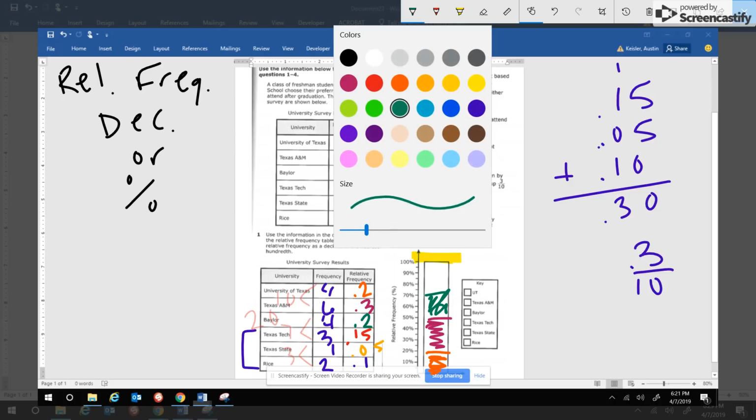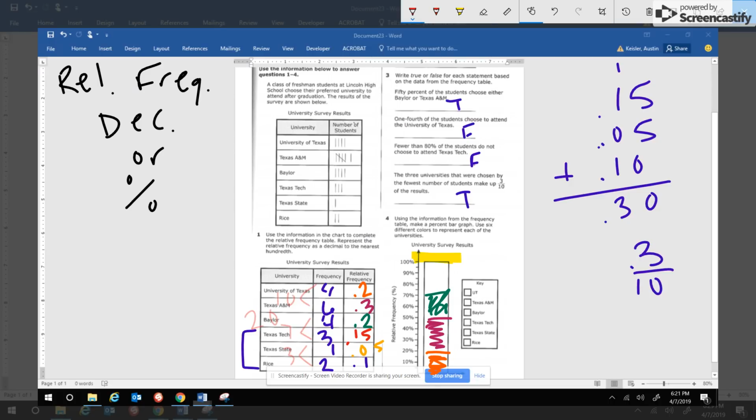Texas Tech was 15. So I'm going from 70 to 85. Texas State was only 5%. So I'm only going to go from 85 to 90. And then Rice was our last 10%. So I'm just going to shade in all the way up to 100, which works perfectly. All right, that's a percent bar graph and a relative frequency table. Just remember that all you're doing is taking a fraction and changing it to a decimal or a percent.